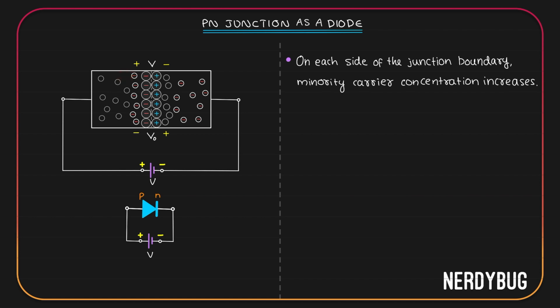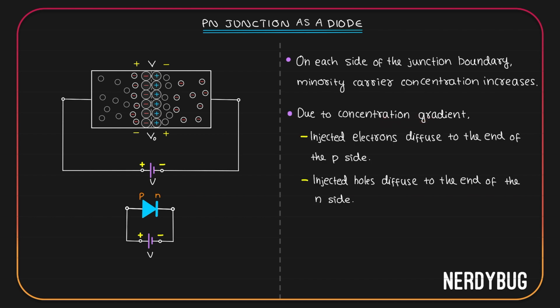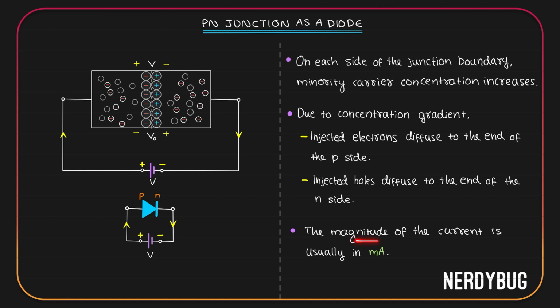Now, when the carriers move from one point to the other point because of concentration gradient, we call it diffusion. So we can write, due to concentration gradient, the injected electrons will diffuse to the end of the p side and the injected holes will diffuse to the end of the n side. We can visualize it like this. Holes move to the right side, giving rise to a current towards the right. Electrons move to the left side, again giving rise to a current to the right side. So we have a net current towards the right. Let us show it in the circuit like this. The magnitude of this current is usually in milliamperes.